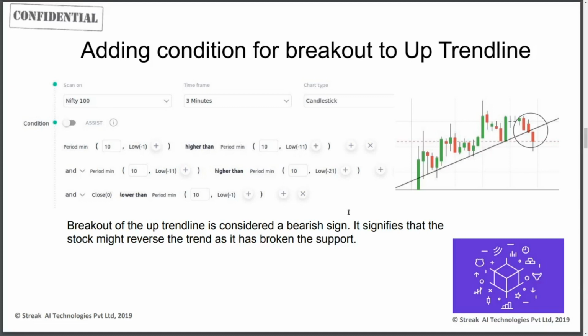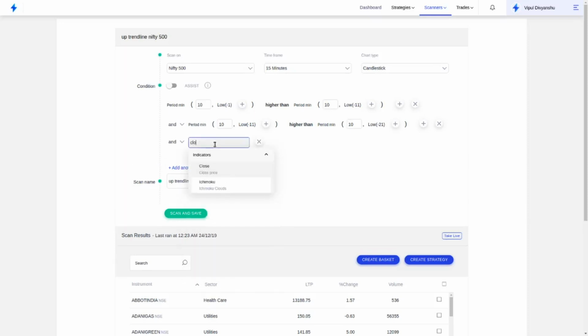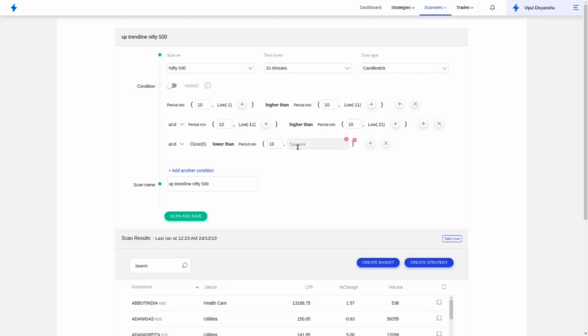So let's modify our scanner to identify this. To modify this, only one line needs to be added to the same scanner. You just have to say the current close, the latest candle's close, or the current price is lower than the period min of low of -1. Because we are saying that whatever the lowest low has been formed in the last 10 candles, the current close price has broken that.